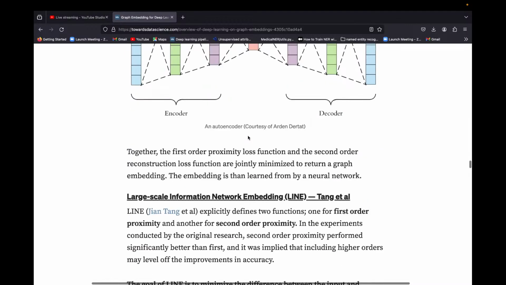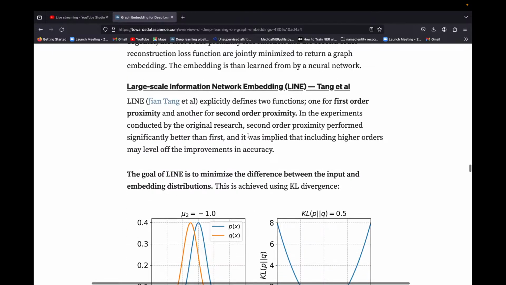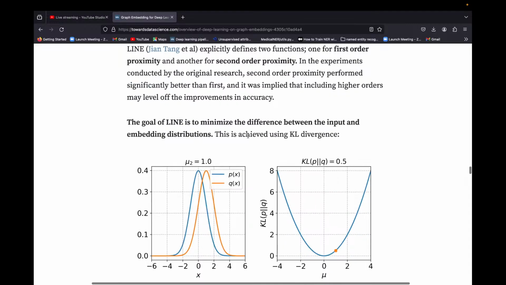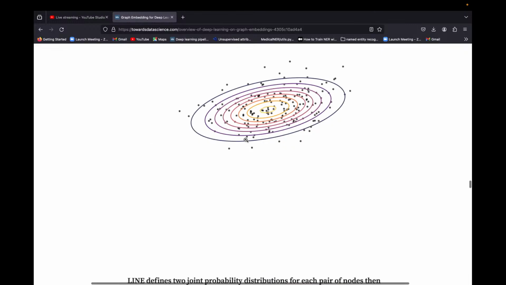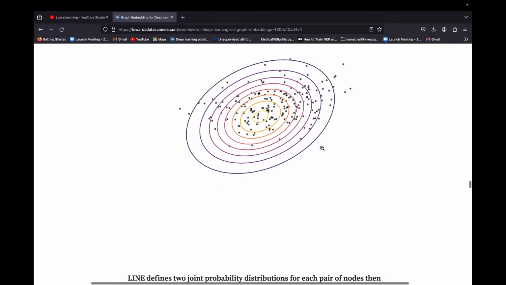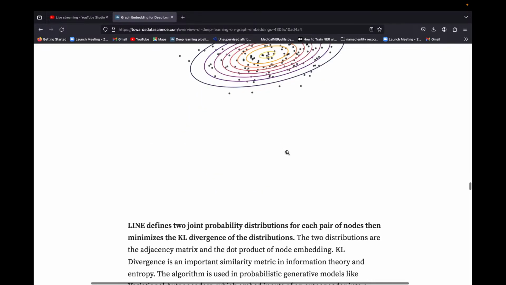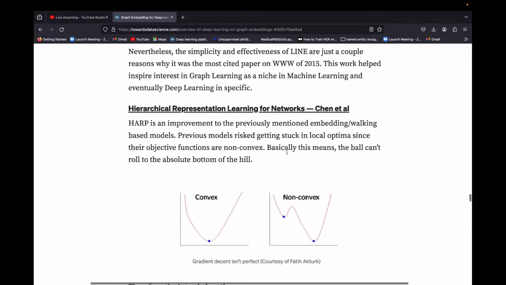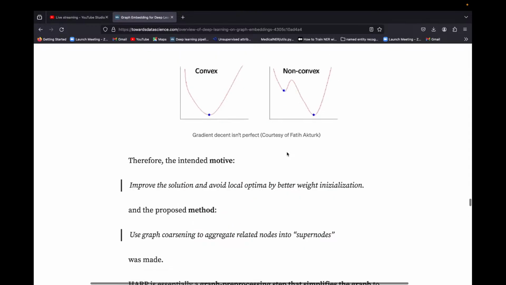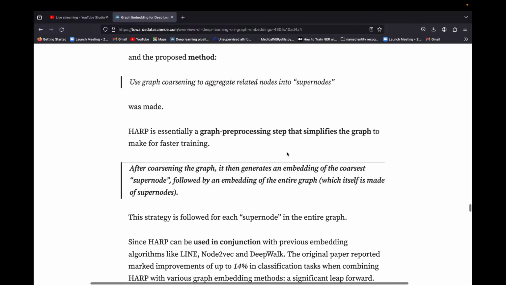Encoder decoder is also there. The goal of LINE is to minimize the difference between the input and embedding distribution. See how this is getting. So based upon that, various new algorithms are coming, hierarchical based.